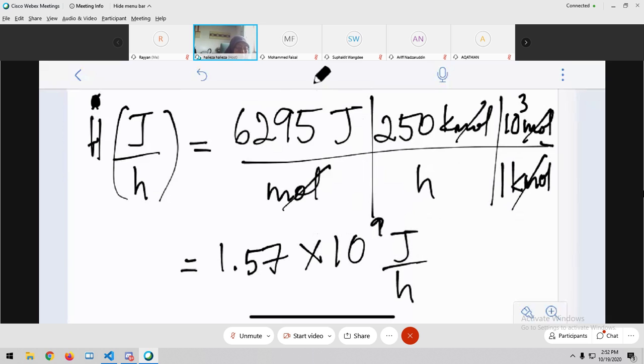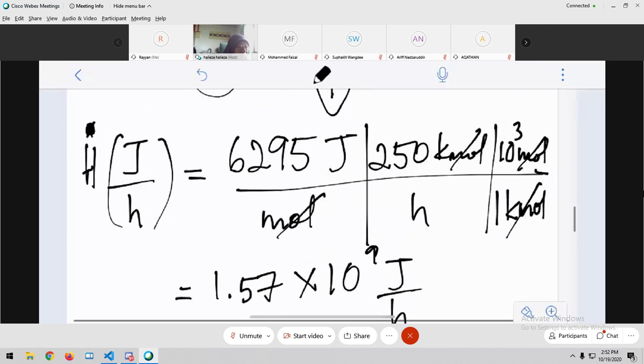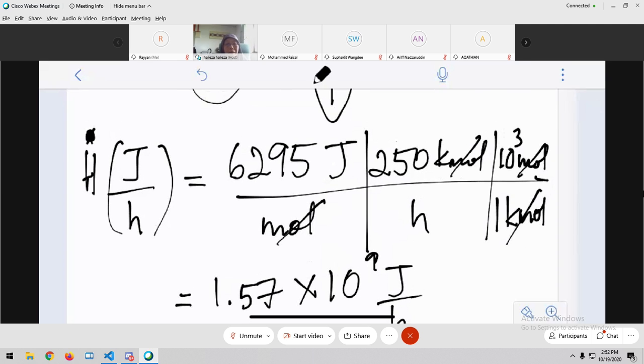Every time you have an equation, you look at the unit. You have to imagine how you're going to arrive at that unit and what is available. Okay, any questions? No, clear. Good. Let's go back to our PowerPoint.